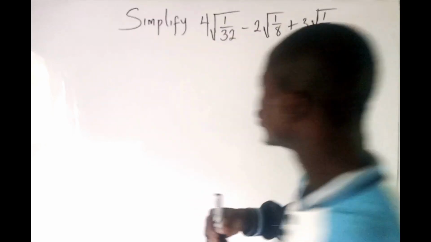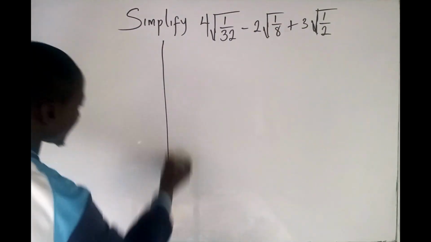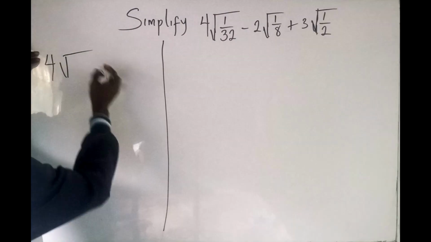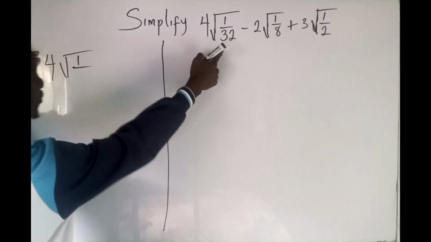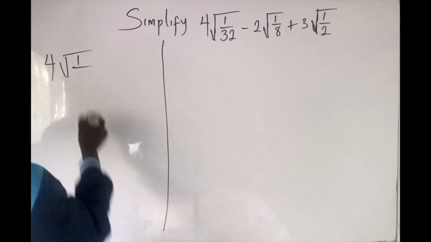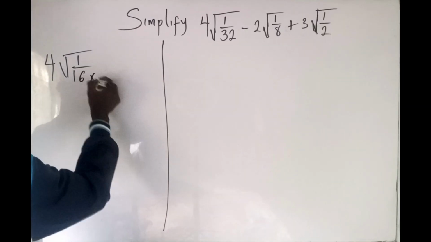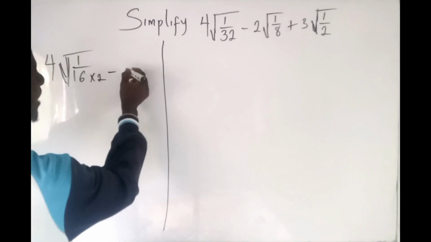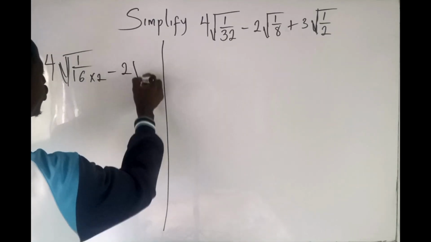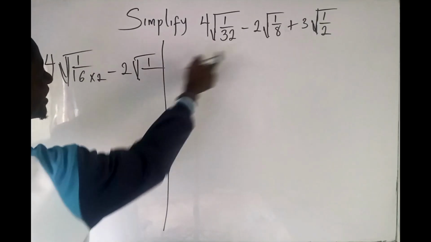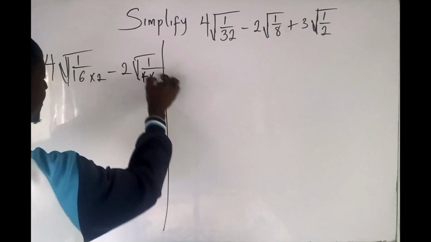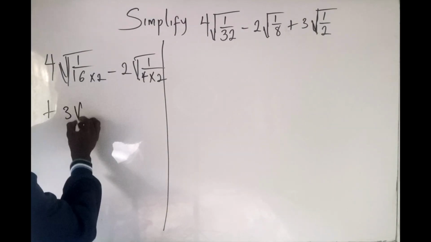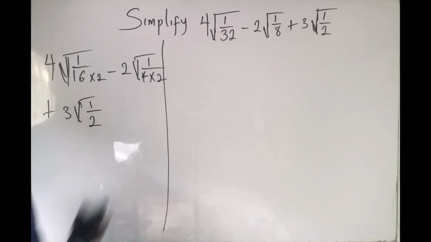So the ones that can be split, we bring them down. We have 4 roots 1 over 32. To split it, we write it as 16 times 2. Now, then we have minus 2 roots 1 over 8, which can be written as 4 times 2. Then plus 3 roots 1 over 2.